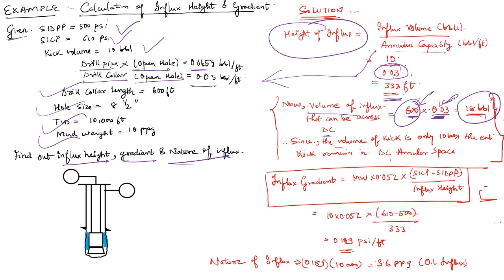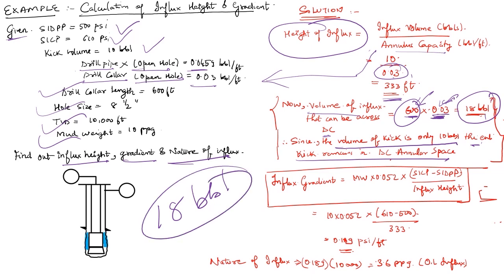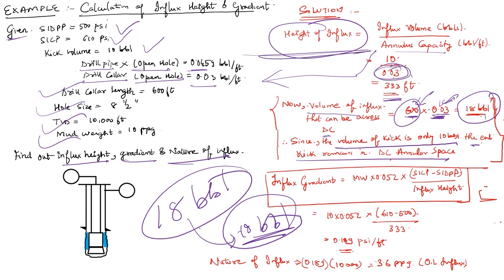Since the volume of the kick is only 10 barrels, that means my kick remains in the drill collar annular space. Since my drill collar annular space can accommodate 18 barrels of kick fluid, but in the question it was given as 10 barrels, that's why I will be taking 0.03 for calculation of height of influx. Okay, now let's move further.